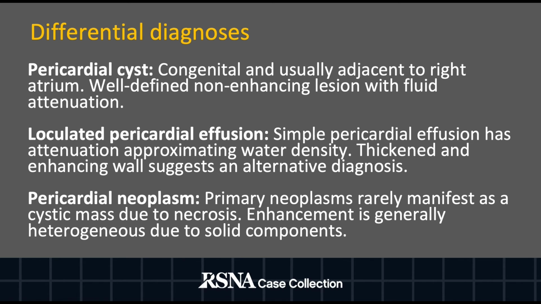The second differential was of a loculated pericardial effusion. Simple pericardial effusions have an attenuation which is approximately that of water density. Plus, the thickened and enhancing wall suggests an alternative diagnosis in our case. Our third differential diagnosis was of pericardial neoplasm. Primary neoplasms rarely manifest as a cystic mass due to necrosis. Enhancement is generally heterogeneous due to solid components.